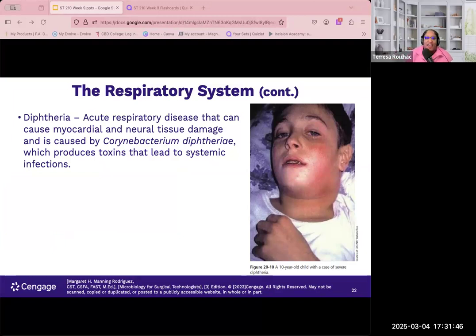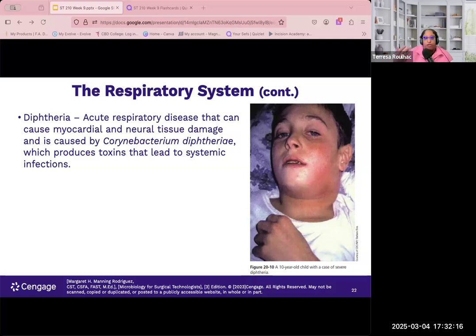All right, we have diphtheria. This is an acute respiratory disease caused by the bacterium Corynebacterium diphtheriae, which produces toxins that can cause significant systemic infections, including heart damage and nerve damage. So the disease is typically spread through aerosol droplets or even direct contact or fomites. Fomites are objects or materials that carry infectious agents.